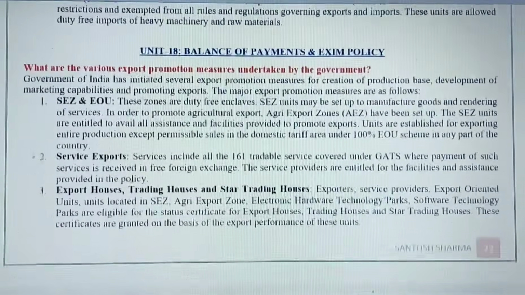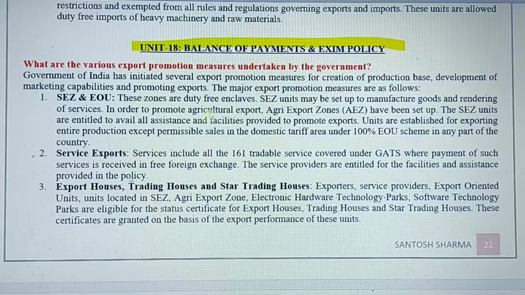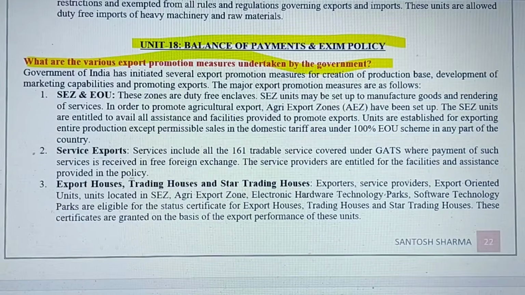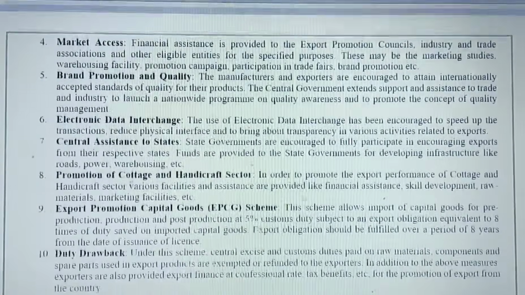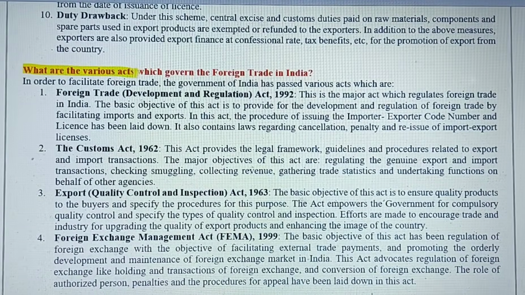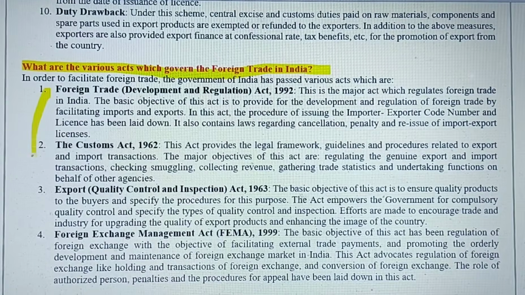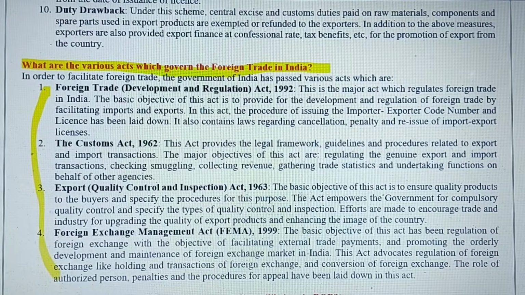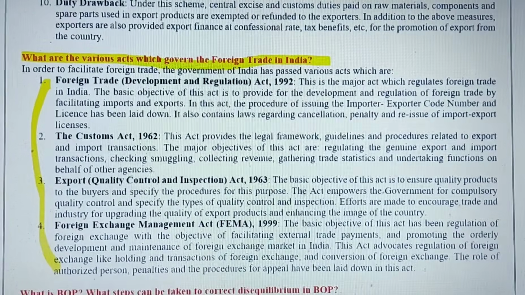Okay. Then we have from balance of payment, Unit 18, and Exim policy. What are the different export promotion measures undertaken by the government to promote foreign trade in India? And then we have the next one: what are the various acts or legal frameworks governing foreign trade in India? So these four acts are more important to promote foreign trade in India, and you just write the main objectives of these acts. So describe this.